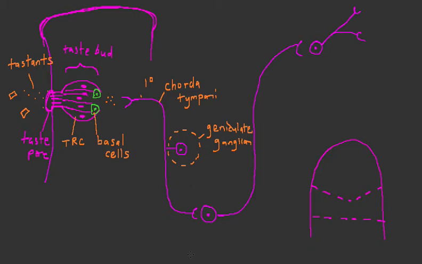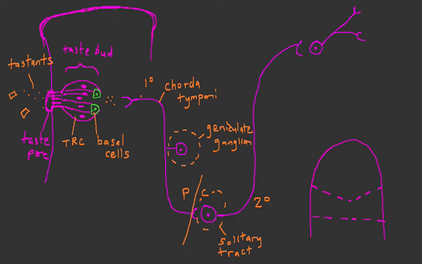Okay, so once we go through this first order neuron, we're no longer in the peripheral nervous system, but we move to the central nervous system. We do so by entering the brainstem, and specifically we're going to synapse in the solitary tract nucleus, or nucleus of the solitary tract. This is located specifically in the medulla of the brainstem. So now we're at the second order neuron.